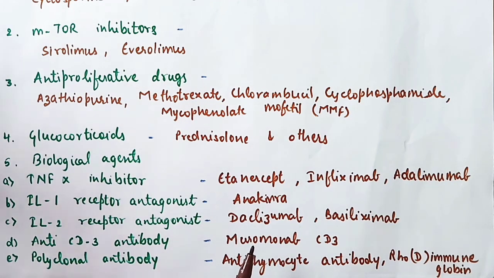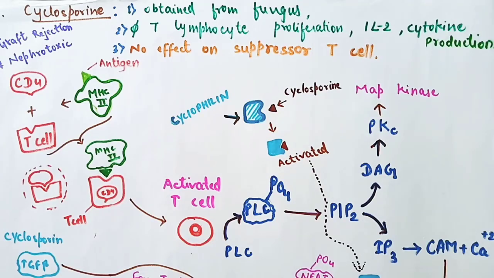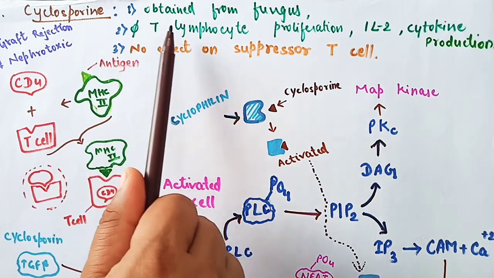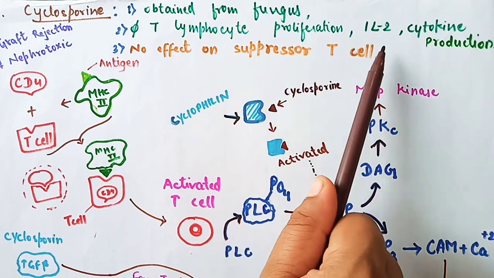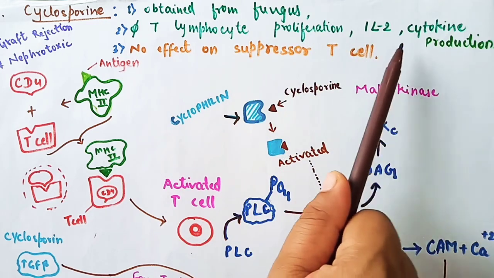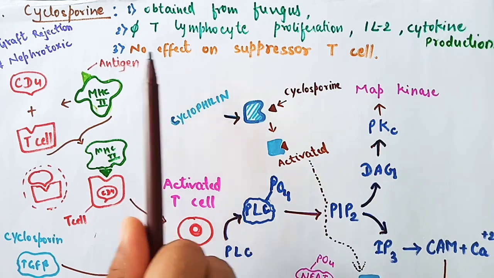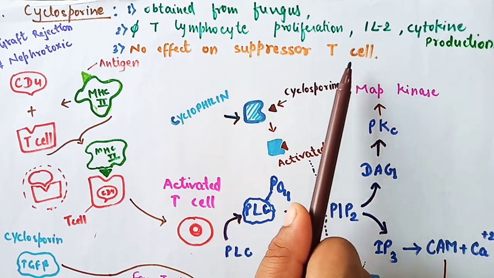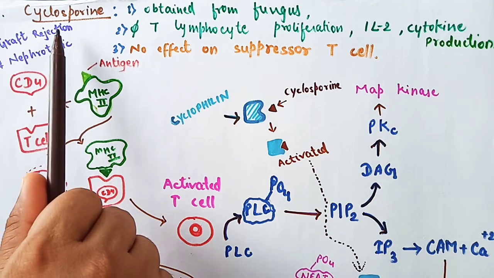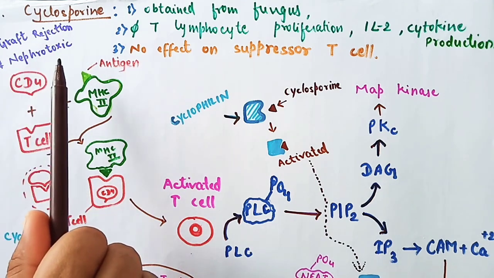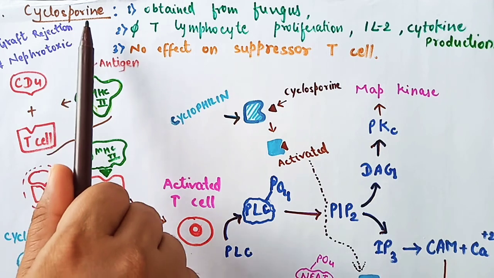Now let's see each and every drug specifically and the mechanism of action behind each drug. The first drug from the calcineurin inhibitors is cyclosporin. It is obtained from a fungus. It inhibits T lymphocyte proliferation as well as interleukin-2 cytokine production. It has no effect on suppressor T cells. The main point for cyclosporin is that it is the first choice for graft rejection, and it is nephrotoxic. These are the adverse effects for this drug.